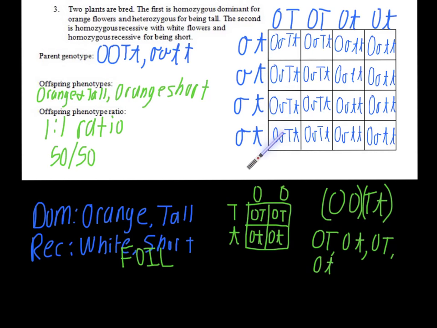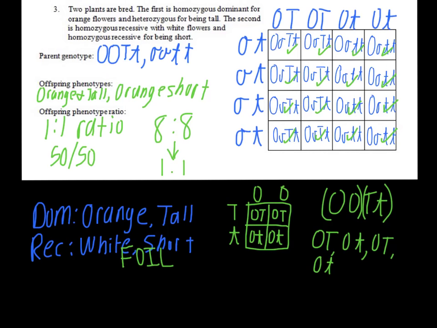Another way to do this, just to show how we got 1-to-1, if you were to count all of them up, all of the boxes that are heterozygous for both traits, there's 8 of them. So if we count them, just sort of check them off, we got 1, 2, 3, 4, 5, 6, 7, 8. And then if we go through on this side, all of the boxes that are orange and short, we have 8 of those as well. So 1, 2, 3, 4, 5, 6, 7, 8. That started off as an 8-to-8 ratio, which then we reduced down to 1-to-1. Just so you understand how we got that, like where that ratio came from.